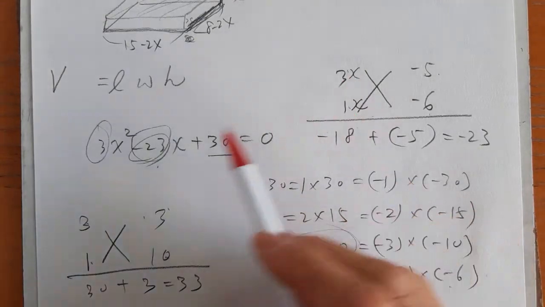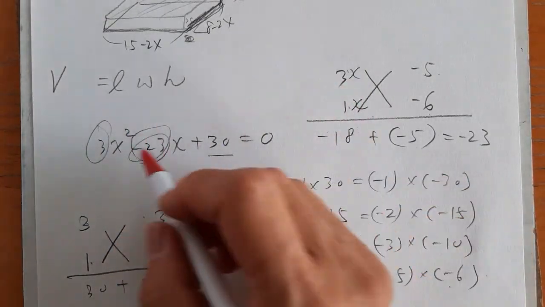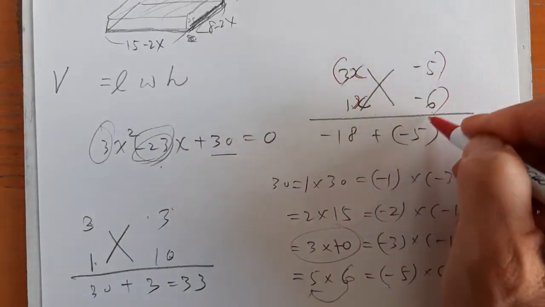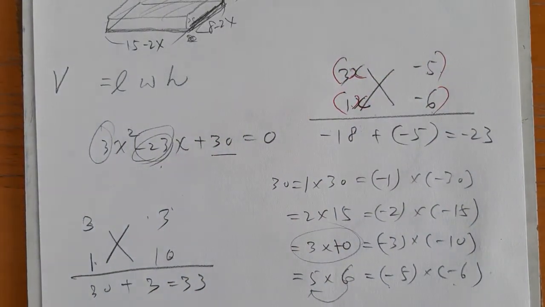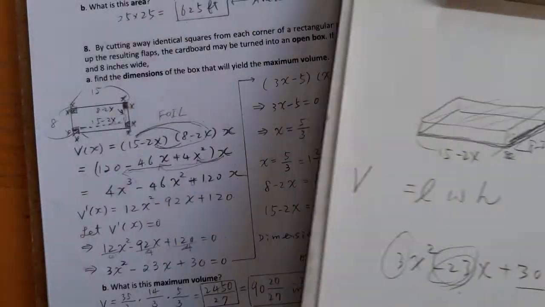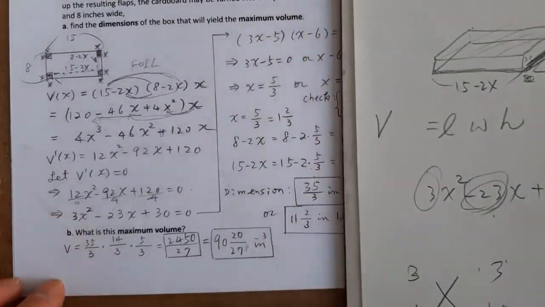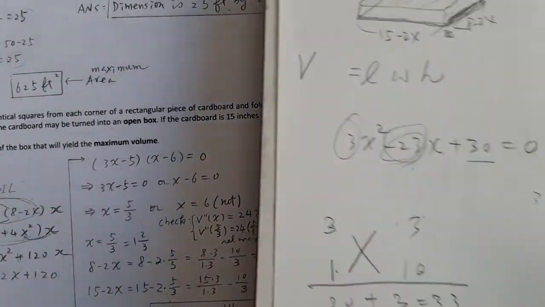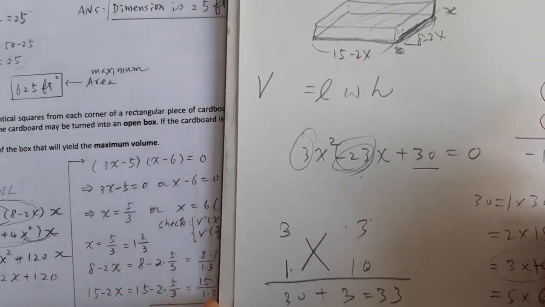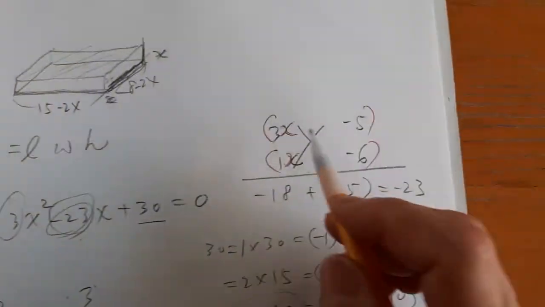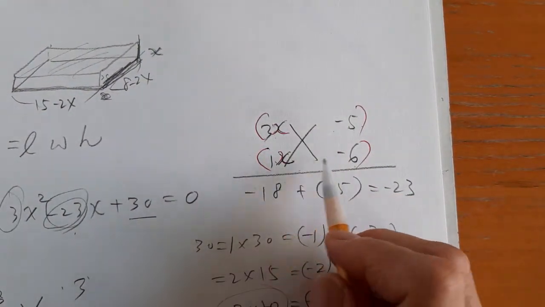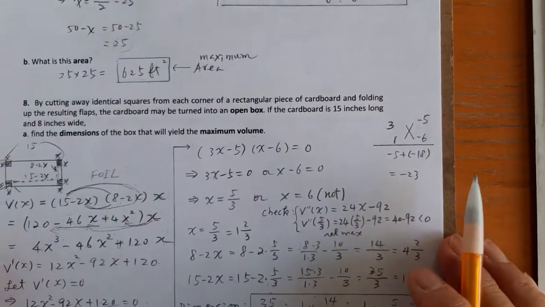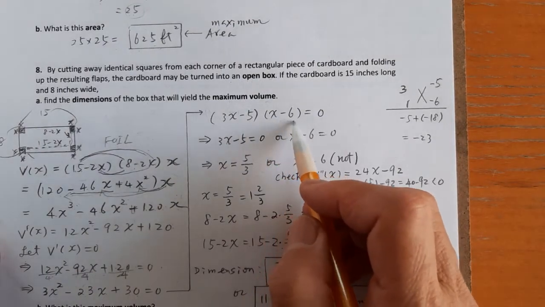Attach with x. Because 3 times 1 comes from x squared, separate. x squared separate, 1x here, 1x here, attach. Put the parentheses and get the factors. So the factored form will be 3x minus 5 times x minus 6 equals 0.